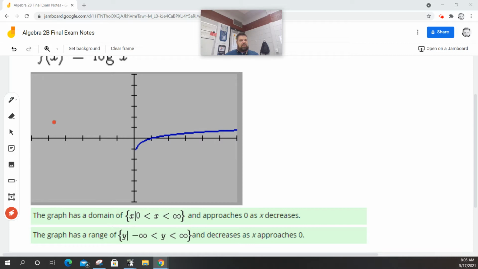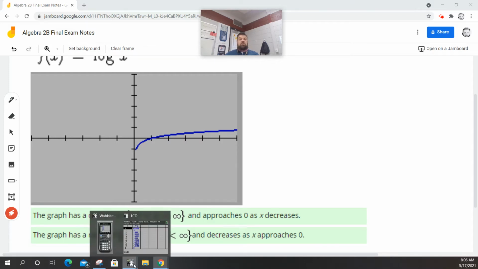Y goes from negative infinity to positive infinity. Let me think that through. And decreases as x approaches 0. Well, this part is true for sure. It decreases as x approaches 0. But what they're saying is that y goes all the way to negative infinity. Now, I know the answer to this, but I'm trying to present this like I'm a student, how a student would think.